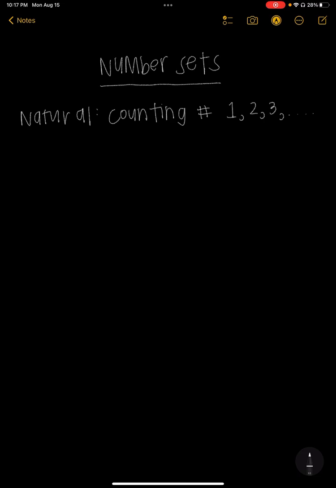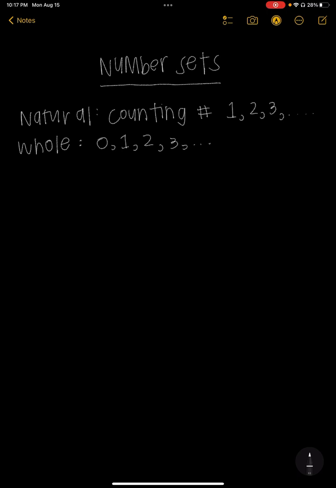The next set that we're going to be talking about, or the next least specific set, is the whole numbers. Now, this may sound confusing because we just said that natural numbers are whole numbers, but in this setup, whole numbers are going to be all of the natural numbers, so that includes all of the counting numbers, but it also includes zero. So if you notice, zero wasn't included in the natural numbers, but zero will be included in the whole numbers. So we're going to say 0, 1, 2, 3, and so on and so forth.